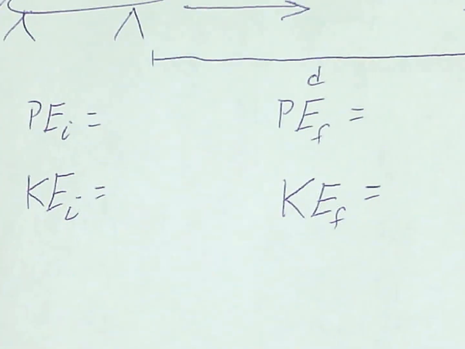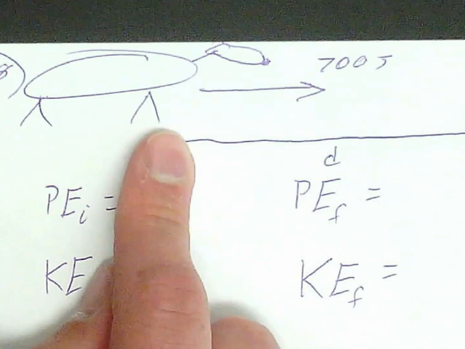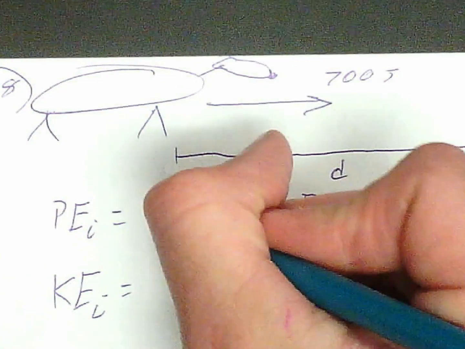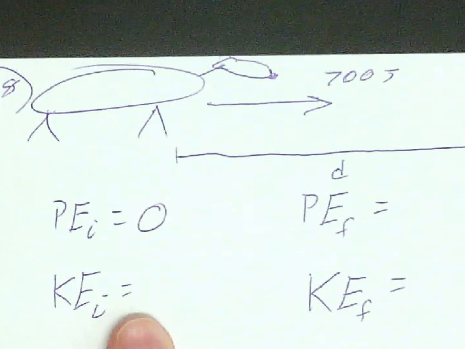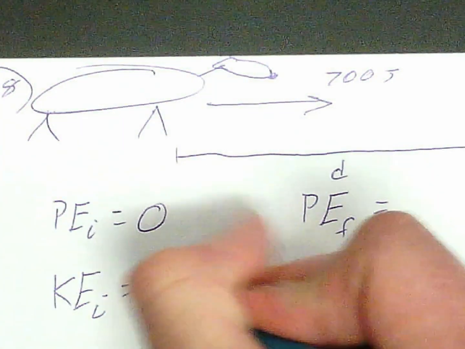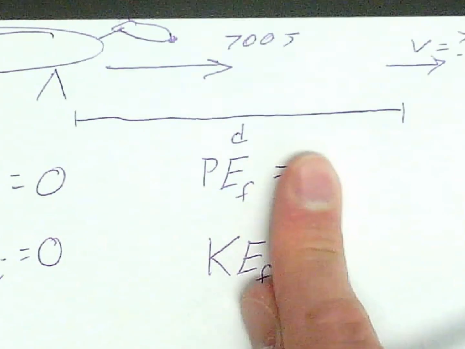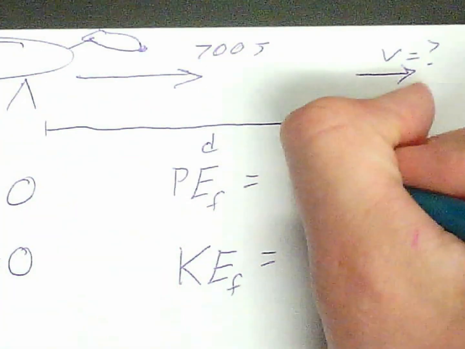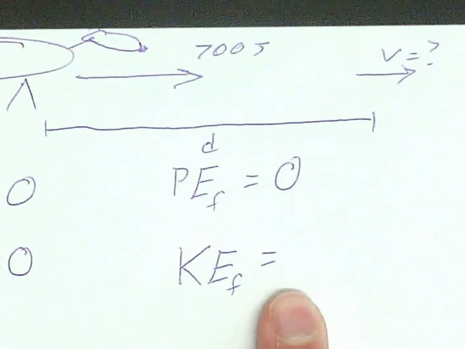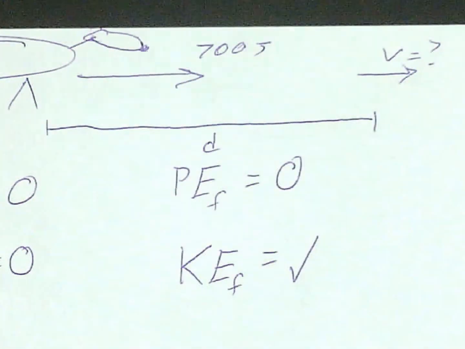So, without even doing any math, I'm going to ask myself, does the dog have an initial stored energy? Well, no, he's just sitting there on the ground, so that is 0. Does he have initial kinetic energy? Does he have any motion energy at the beginning? No, he's at rest, so that's 0. Does he have any potential energy at the end? Well, no, he's just on the ground moving, but that's not stored energy, so that's 0. Does he have any motion energy at the end? Yes, he's going to be moving. He's going to have some speed, so he's going to have some final kinetic energy.